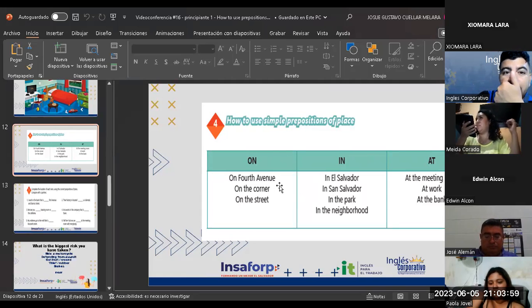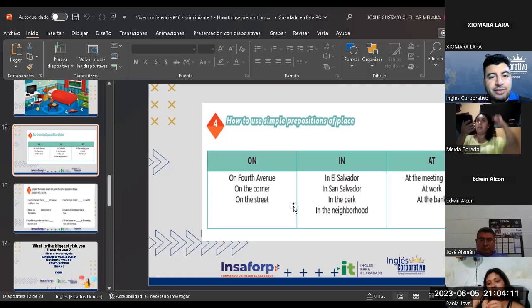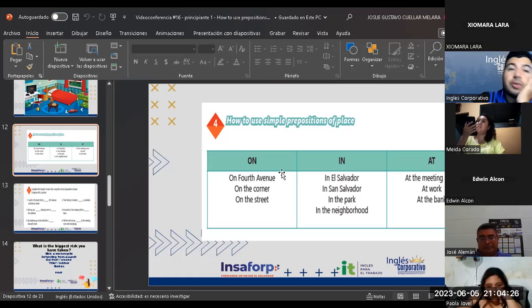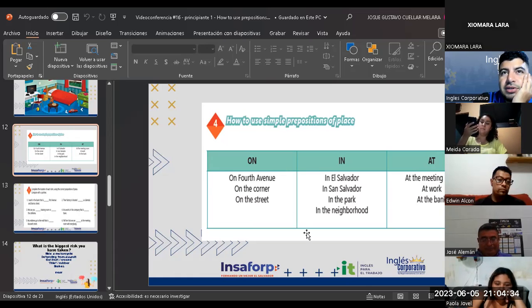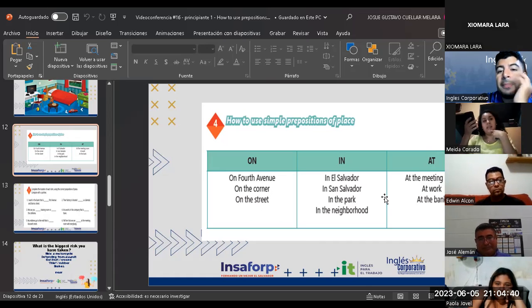On, vamos a utilizarla para avenues, street and corner, para mencionar alguna calle o una avenida, o una esquina, ¿ok? On 4th Avenue, on the corner, on street. Si quiere decir Rubén Darío, la calle Rubén Darío, on the Rubén Darío Street. On Arce Street. Avenue, Roosevelt, por ejemplo, quiero ver si esa es avenida. No, es un boulevard, creo. Avenida, podríamos ser Olímpica, ¿ok? On Olympic Avenue, sobre la avenida Olympic, ¿ok?